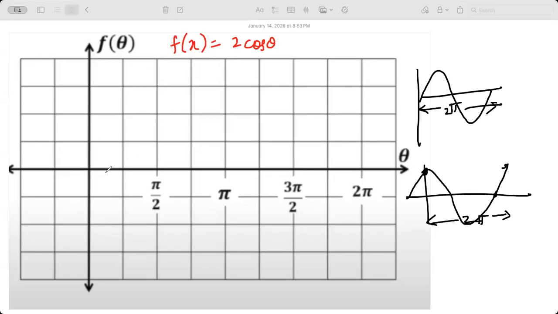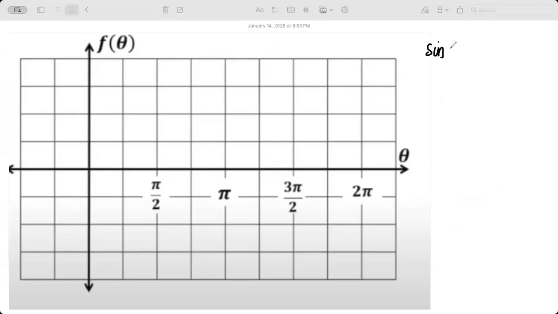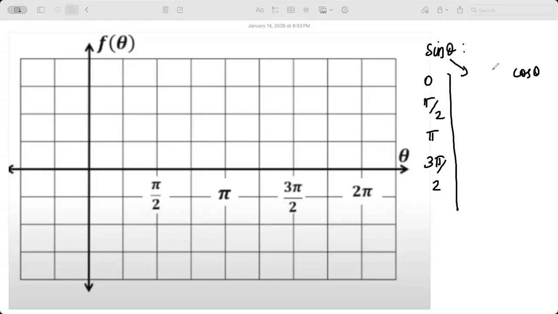Now, for 2 cos theta, what are we going to do? For this, we really need to understand the unit circle. Let's say for the sine theta curve, I have 0, pi by 2, pi, 3 pi by 2, and then I'll have sine theta and cos theta. Let me draw that in here. You'll have to memorize this.